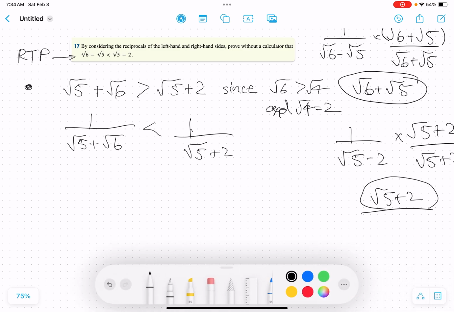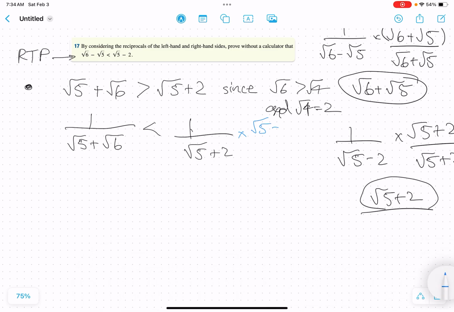So now what we can do is, again, rationalize our denominator. So let's go back. So now we can go kind of backwards to this and to this. Actually, let me do it the other way. Sorry. So let's multiply by root 6 minus root 5 on root 6 minus root 5.